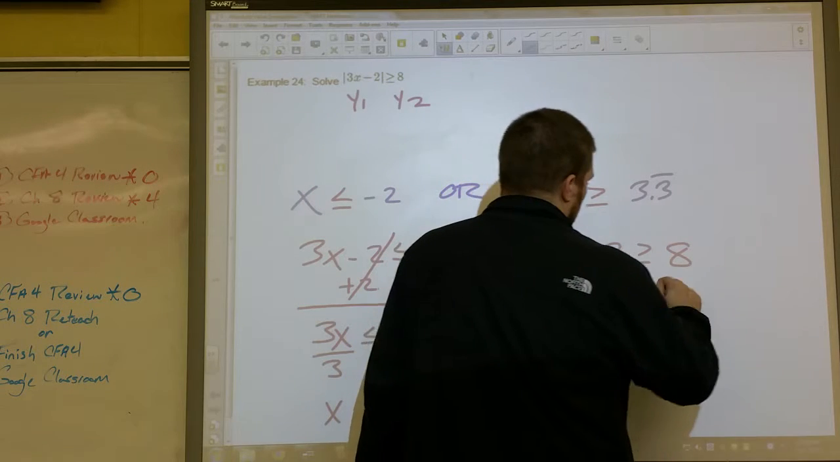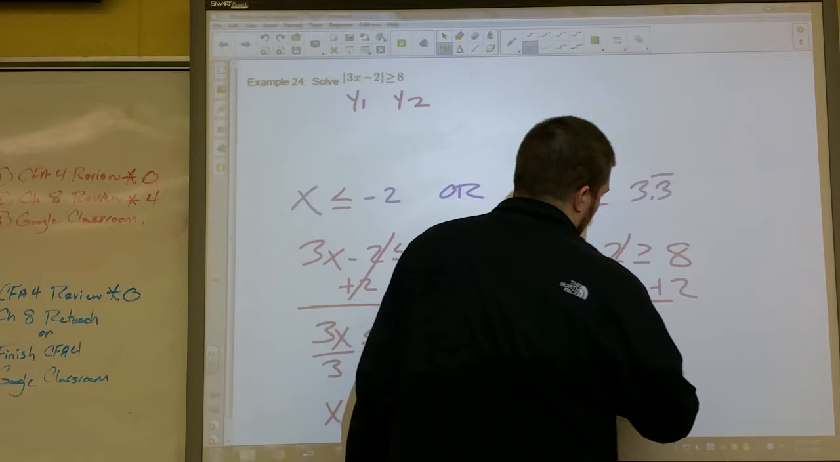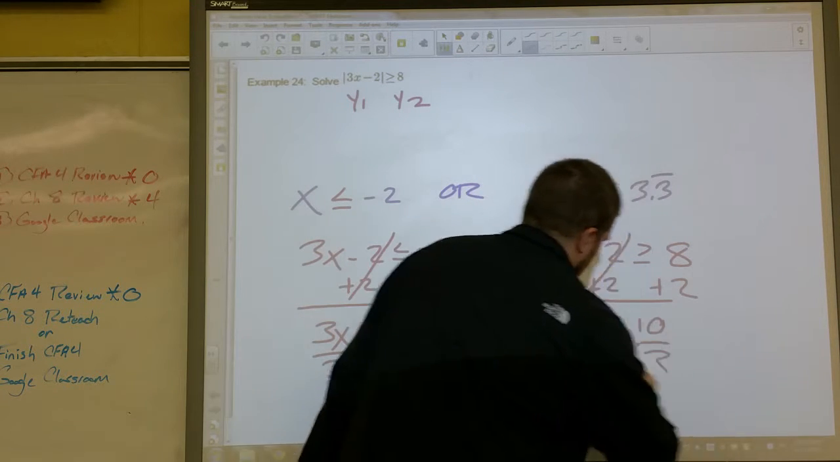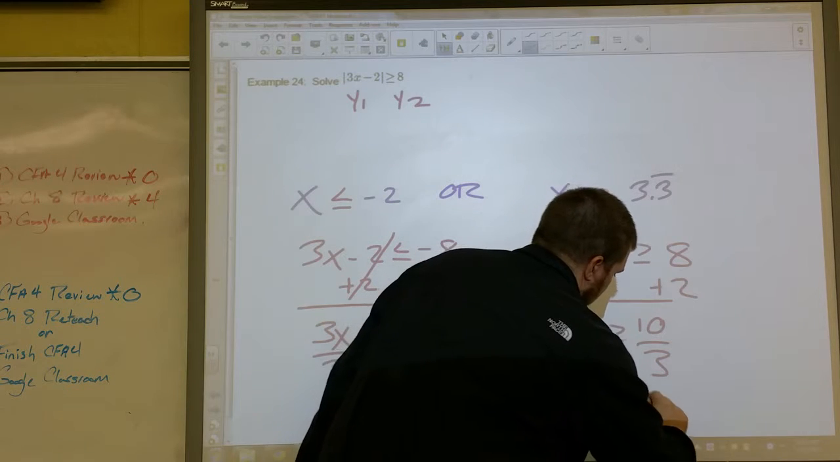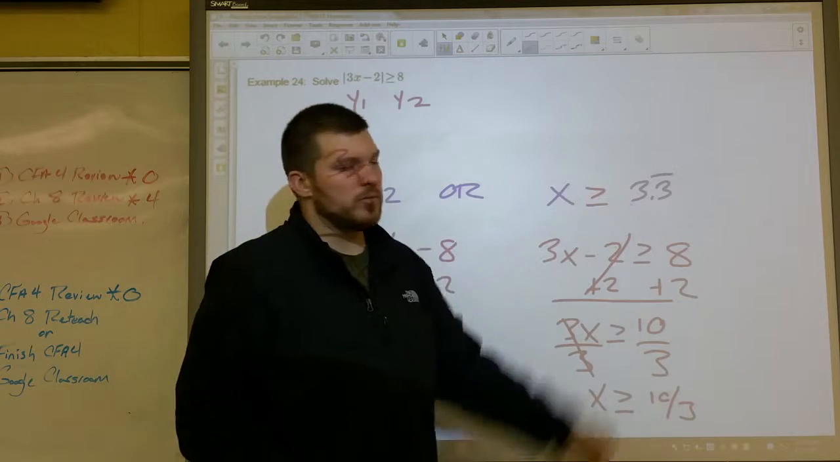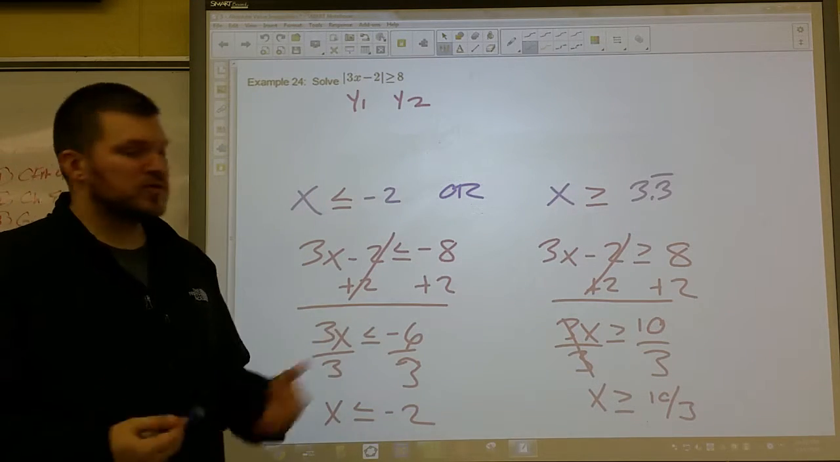So plus 2, 3x greater than or equal to 10. Divide by 3 on both sides. So x greater than or equal to 10 thirds, which we already saw on our calculator. 10 thirds is 3.3 repeating, so we've got that. Our inequalities match up perfectly, so we've solved this.